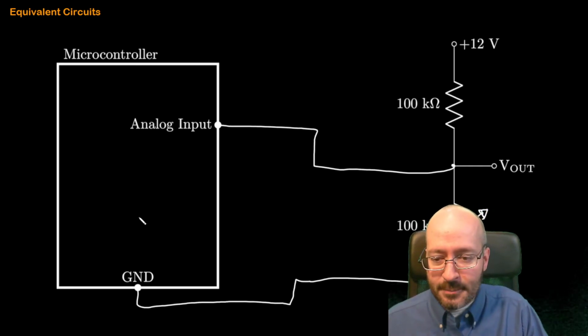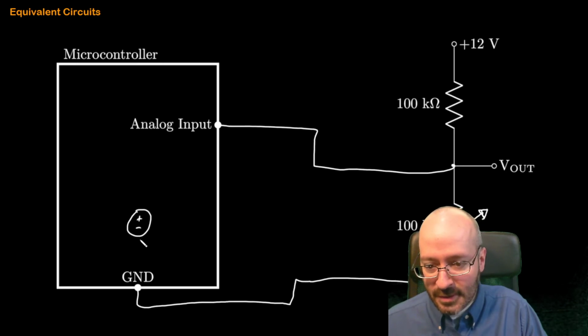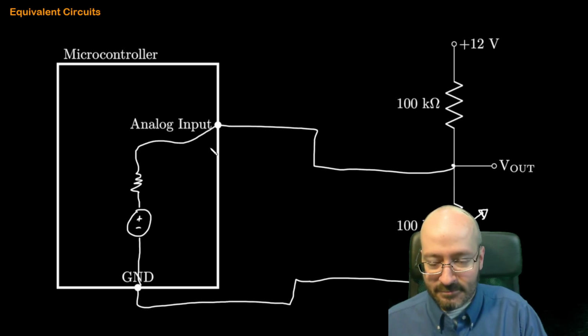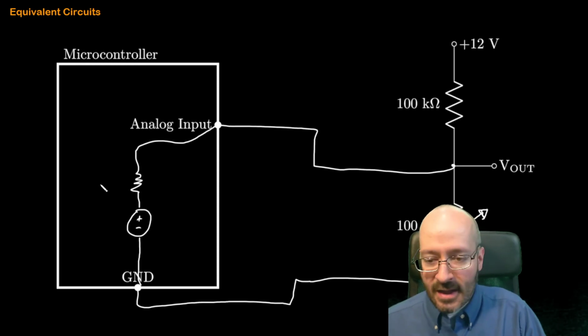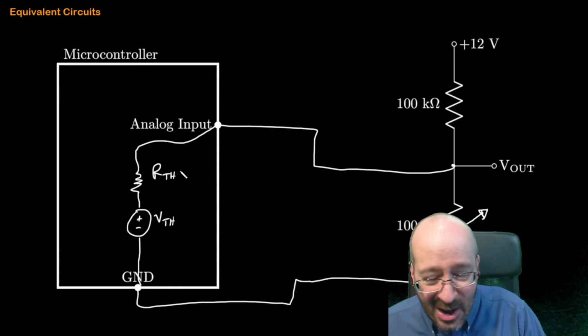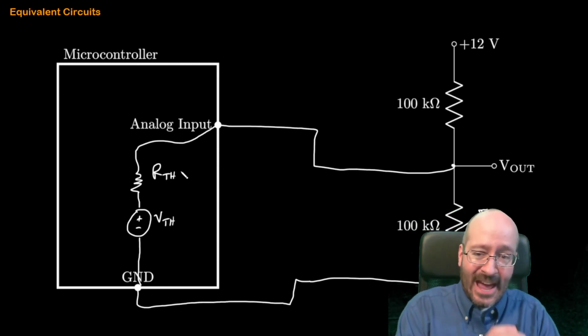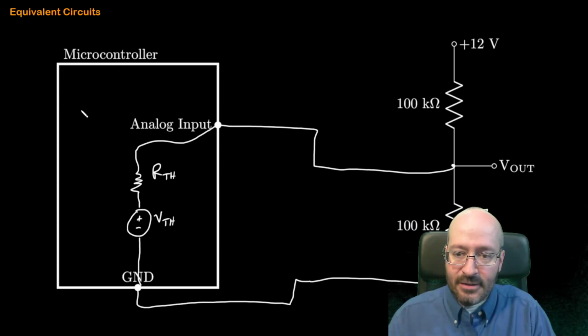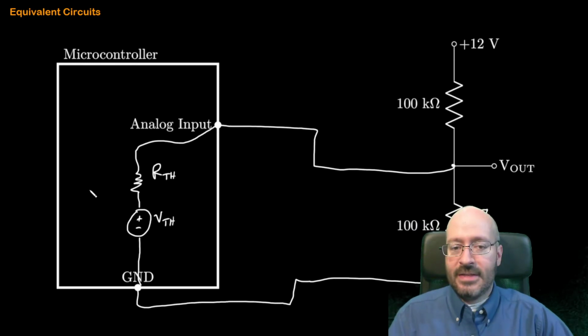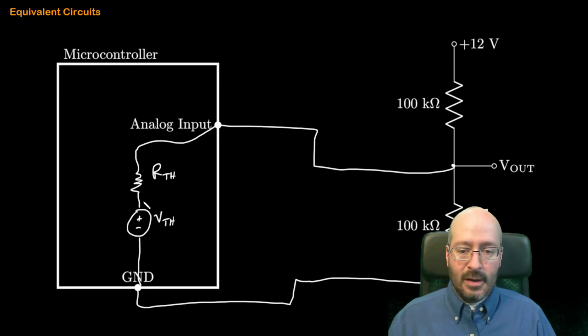And we can think of that input as having some voltage supply internal to the microcontroller and some resistance in series. I'm going to draw it down here because I've got to avoid that label. And we can say this is R Thevenin and this is V Thevenin. Okay, now we have a circuit that we can actually analyze instead of having to analyze this whole complex microcontroller. That's the real power that both Thevenin's and Norton's theorems bring to the table.